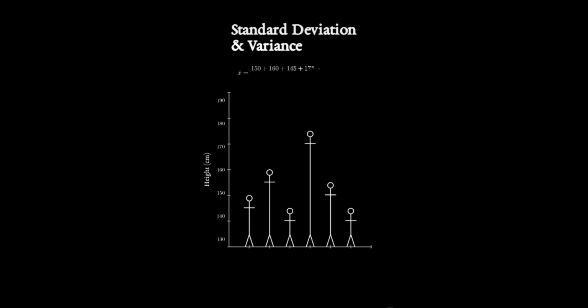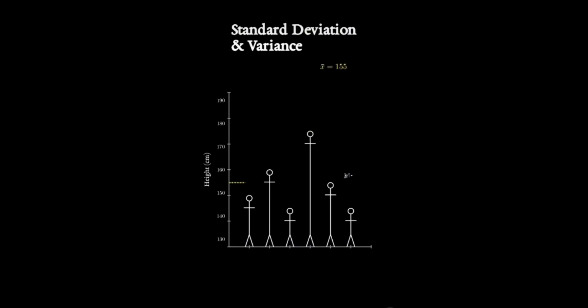Take these 6 friends. To find their average height, we add them all up: 150, 160, 145, 175, 155, and 145, obtaining a sum of 930, which we then divide by our count of 6 to find a mean of exactly 155 centimeters.